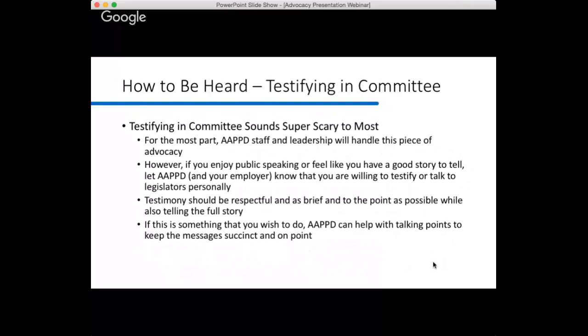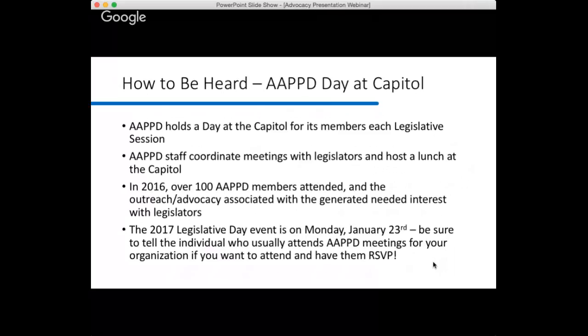And if this is something that you would like to do or explore, we can help you with the talking points to keep the messages succinct and to the point, and we will always help you if you wish to testify on anything in getting it set up and staying on message with the APAD talking points and whatnot. So if you are interested, please reach out to us on testifying.